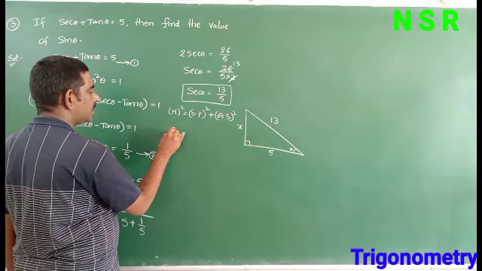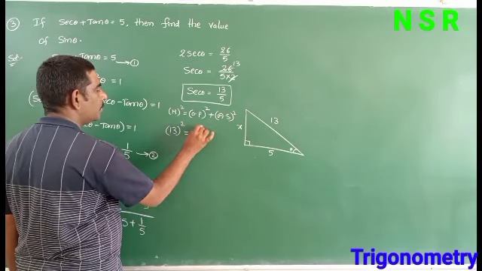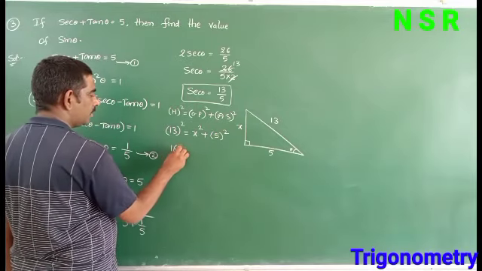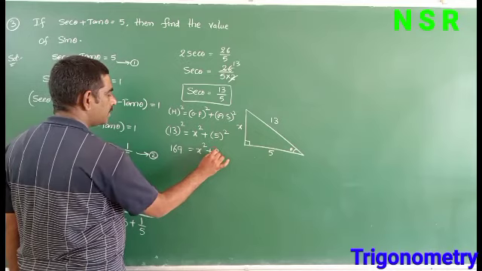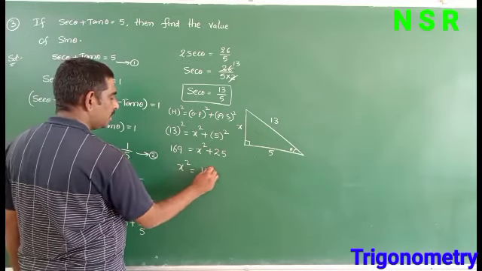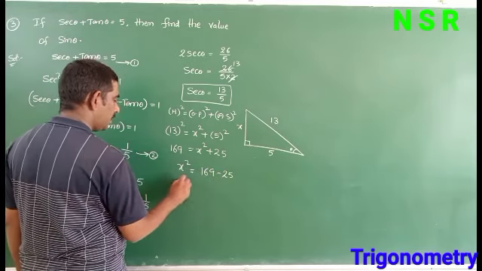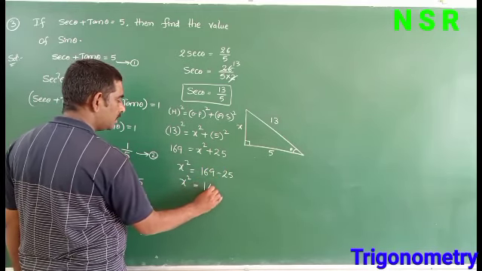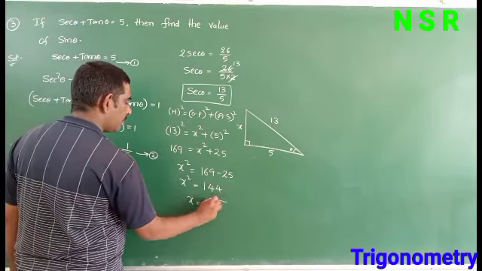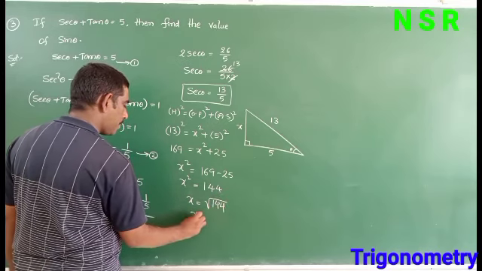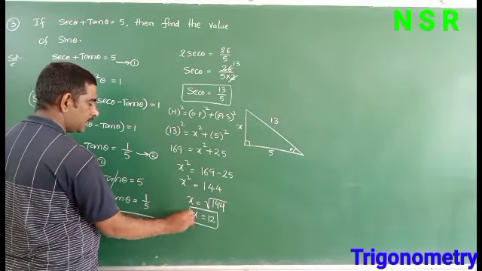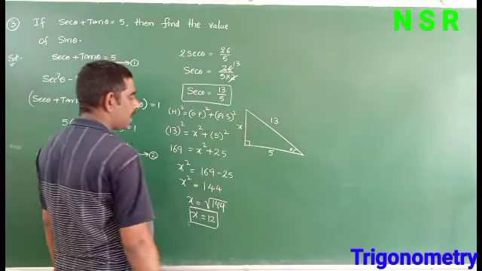Now, hypotenuse is 13, so 13 square is equal to x square plus adjacent side 5 square. So, 13 square, 169, equals x square plus 25. Now, x square is equal to 169 minus 25, which is 144. So, the square root of 144 is 12. So, we get x value 12, that is the opposite side.